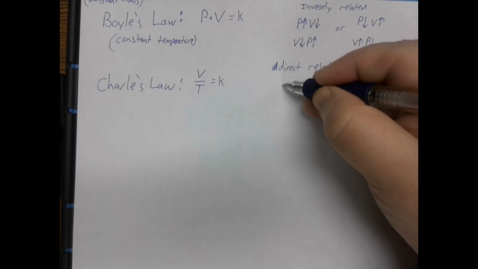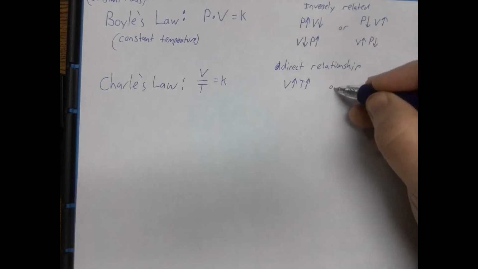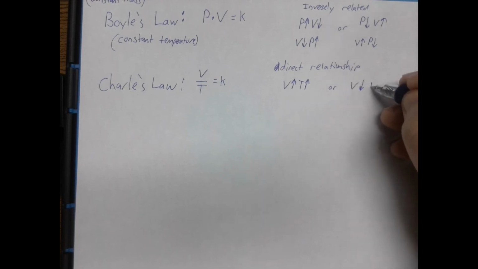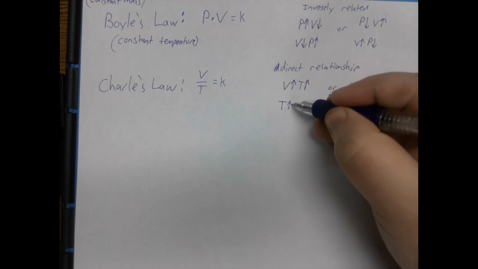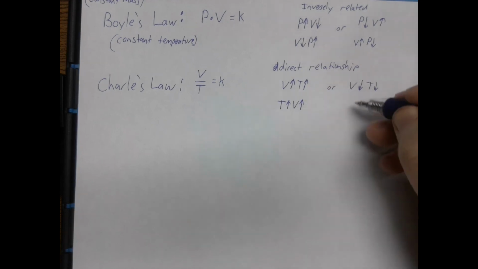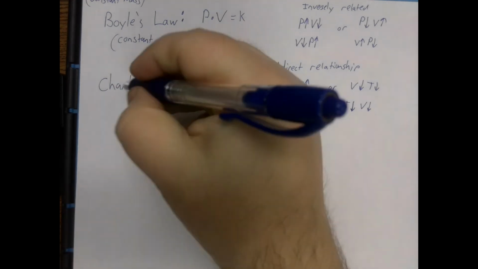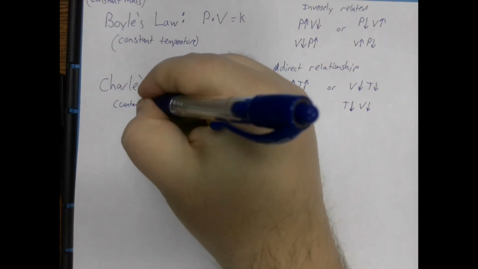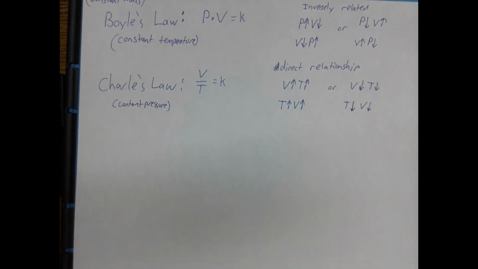What this means is as volume increases, temperature has to increase, or as volume decreases, temperature has to decrease. Or we can put temperature first: as temperature increases, volume increases, or as temperature decreases, volume decreases. So what's an example of this? Again, this assumes constant pressure. So what's an example of this?